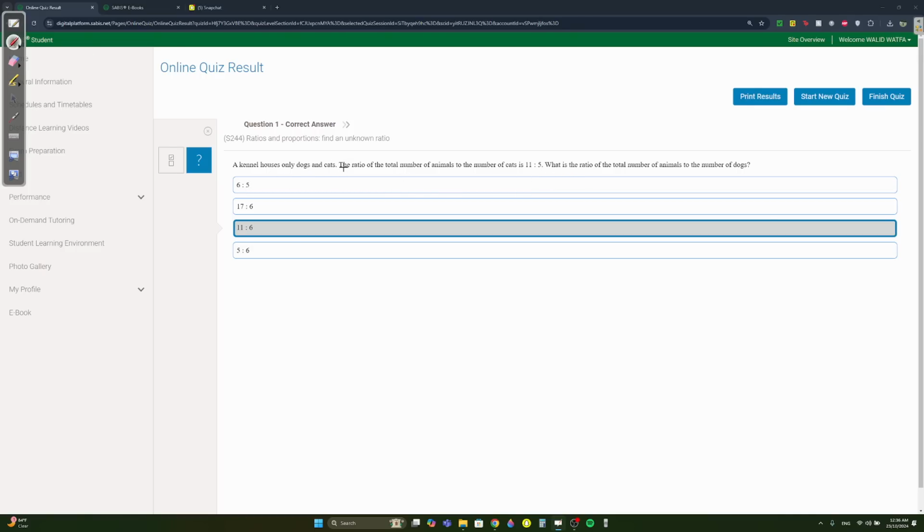A kennel houses only dogs and cats. The ratio of the number of animals to cats is 11 to 5. This is total animals to cats. What's the ratio of total animals to dogs?